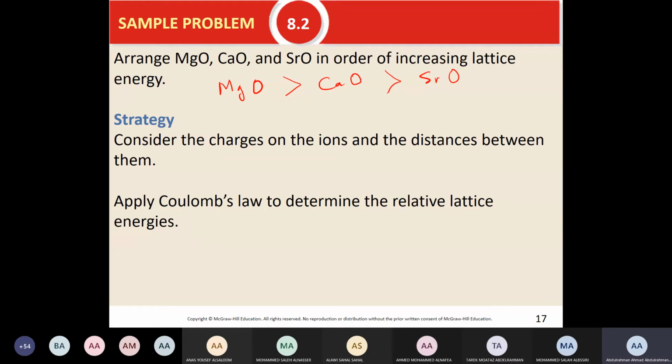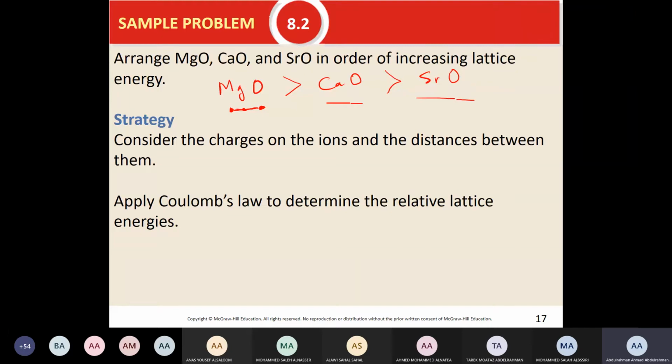Mg is what? Is smaller. The distance between them is the radius of O plus the radius of the metal. So this is the distance from the radius. Which one is bigger, the radius of Ca, Sr, or Mg? Sr, then Ca. The oxygen is the same. And that's why this one has the highest force.